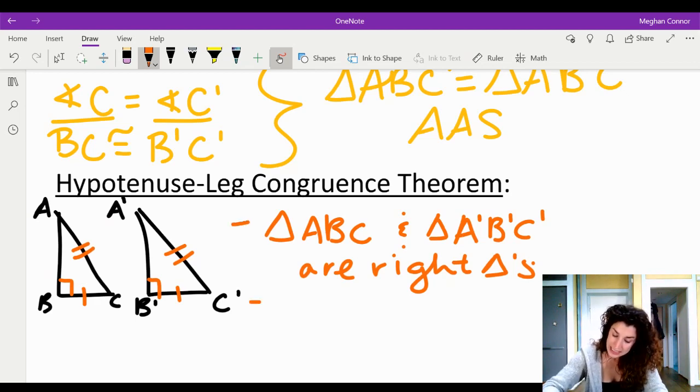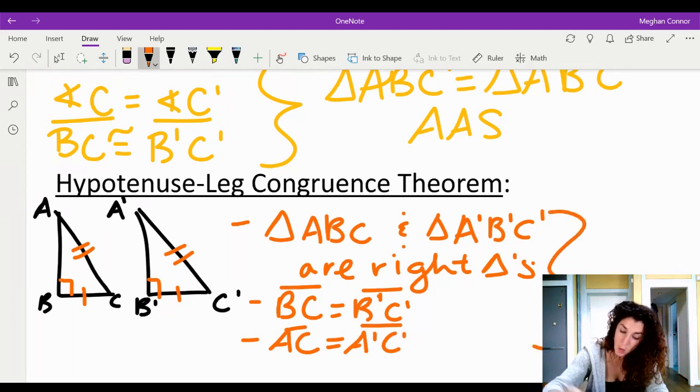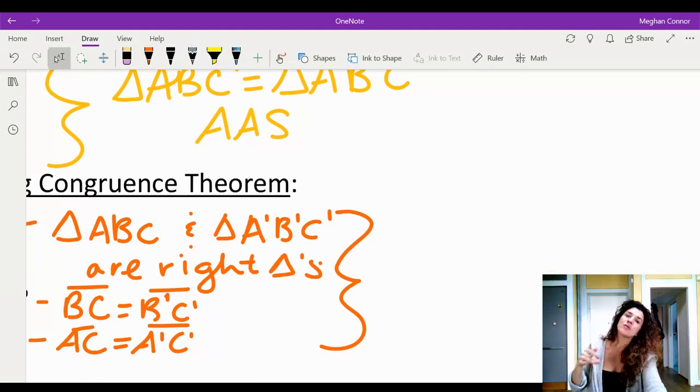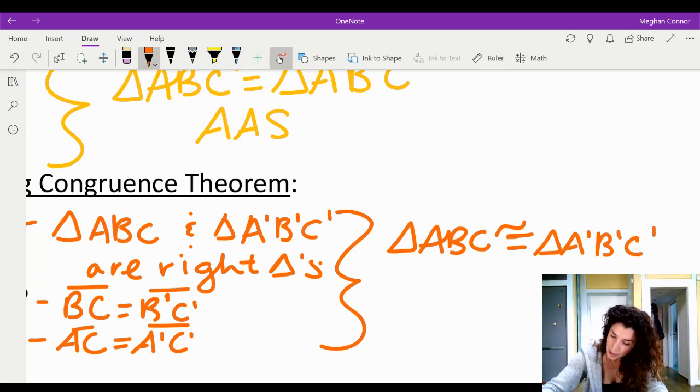You would also need to state that the leg is equal to the leg, so BC is equal to B prime, C prime. And then you would also need to say that the hypotenuse is equal to the other hypotenuse. So in this case, AC and A prime, C prime. Once all three of those are said in the proof, then you can say that triangle ABC is congruent to triangle A prime, B prime, C prime, and that is because of HL.